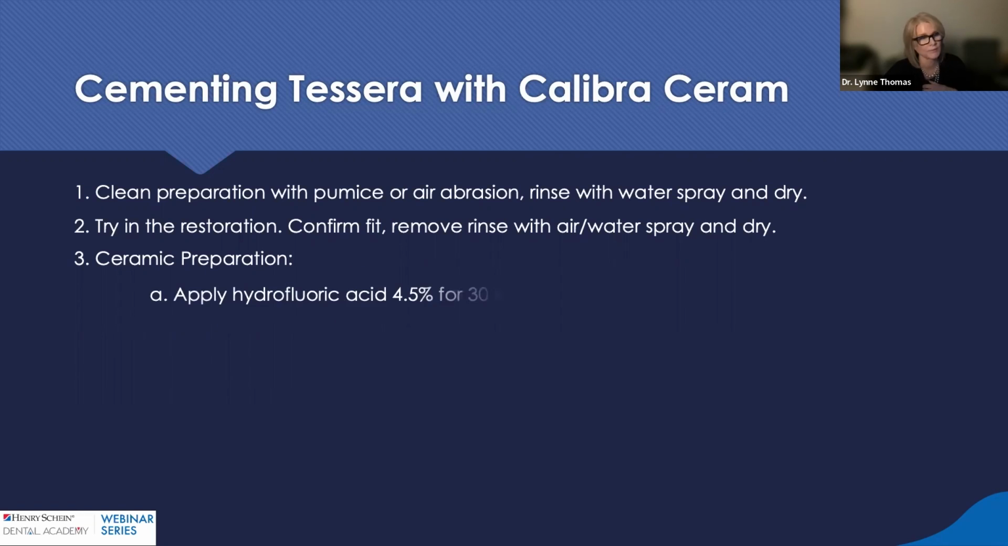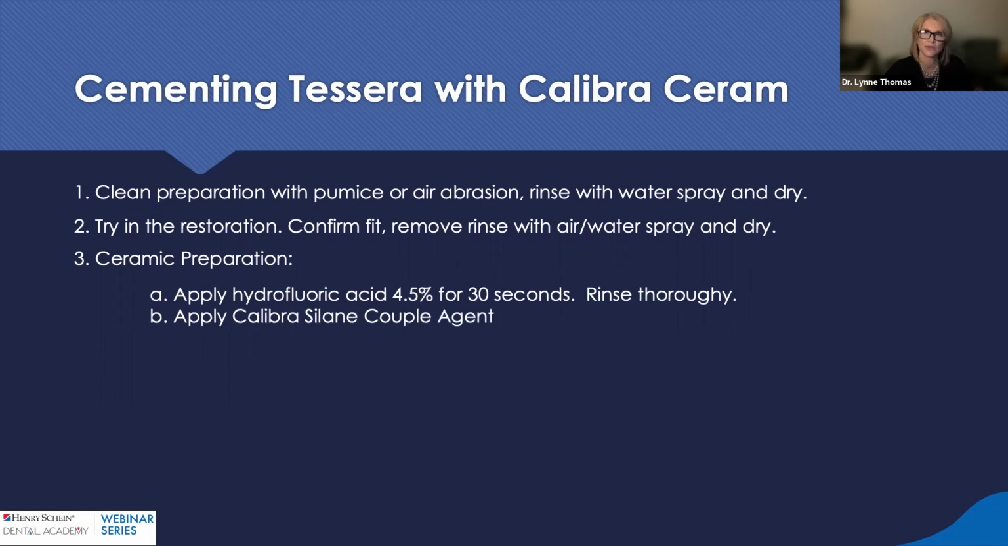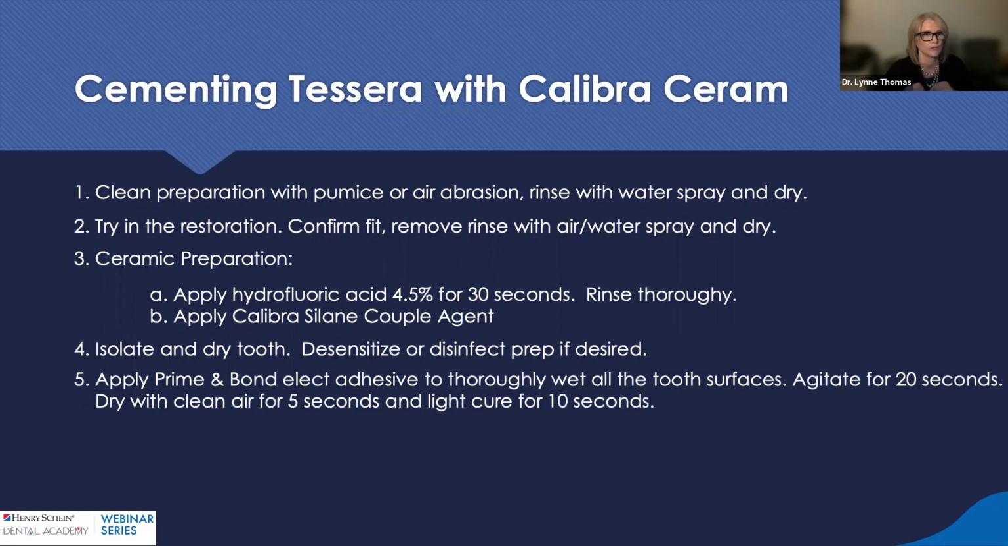So for the ceramic preparation, as I already mentioned, we're going to go ahead and use the 4.5% hydrofluoric acid for 30 seconds. You're going to rinse that thoroughly, put your silane coupling agent on, go back into the room, isolate the area, dry the tooth really well, use whatever desensitizer or disinfectant process for the prep that you desire. And you're going to apply the Prime and Bond Elect Adhesive. Really make sure that that's super wet on the tooth surface. You can agitate it with your little micro brush. Make sure that you're scrubbing that area really well for about 20 seconds.